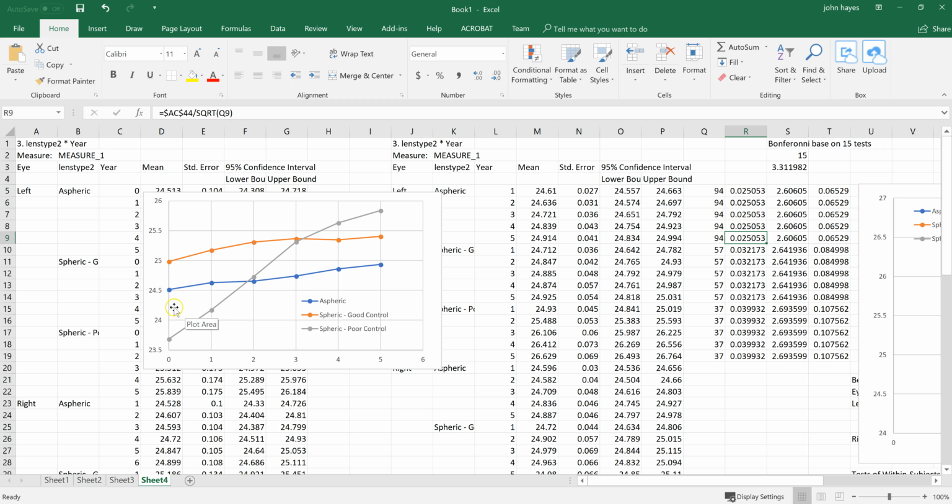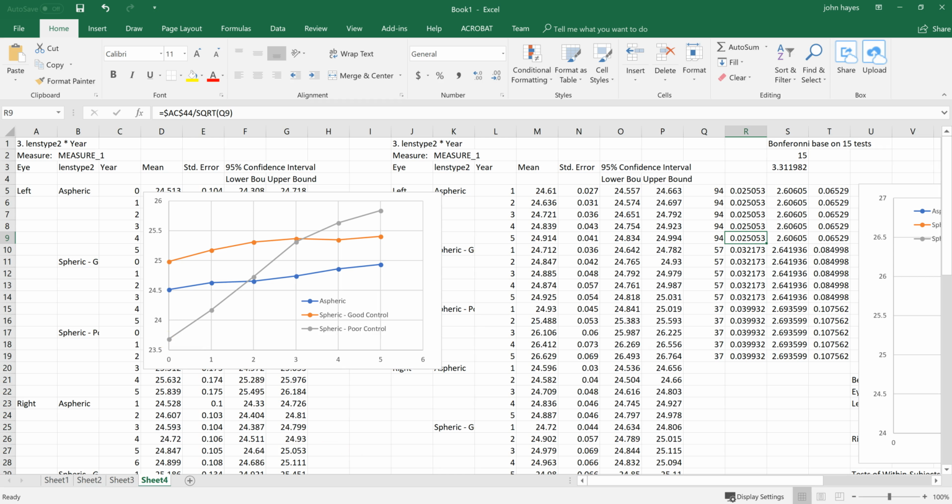Now you notice also aspheric is in the middle. And aspheric is in the middle because we were matching everybody. So while we split the oranges and the grays, the good and poor control, in general, we matched them so that this is going to be in the middle at the beginning. It doesn't necessarily stay in the middle, but at baseline, it was in the middle. Now, we don't like the fact that these are so different at the beginning.